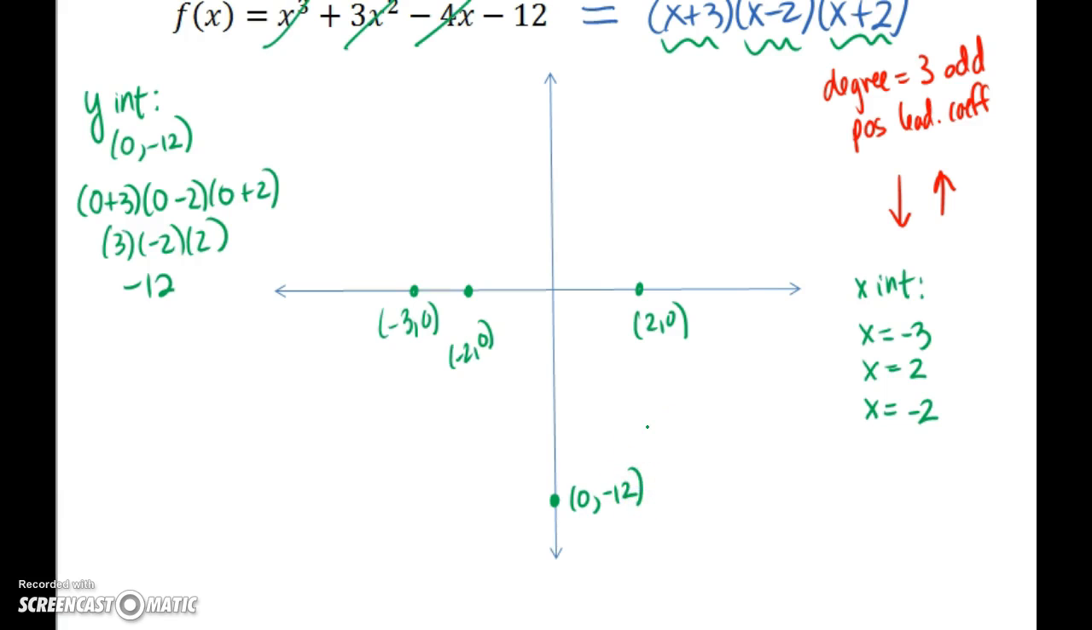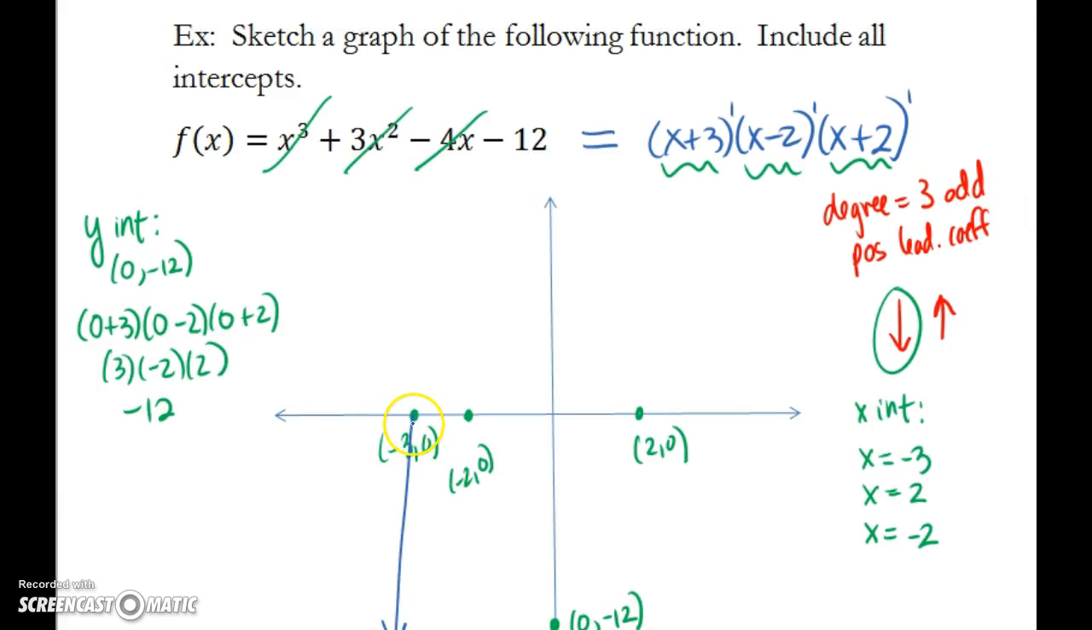All right, so let's sketch a graph. We know the left end is down, so we're going to start down here on the negative side of our graph. When we get to negative 3, we have to decide what's happening. Are we bouncing back down, or are we crossing through to the other side? Well, at negative 3, the corresponding factor, x plus 3, has an odd exponent, and when it's odd, we cross through.